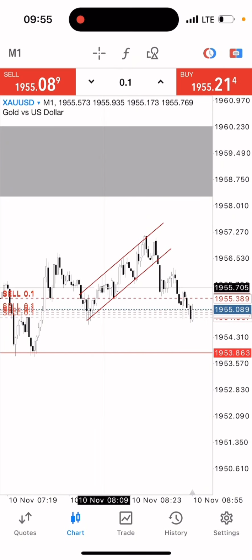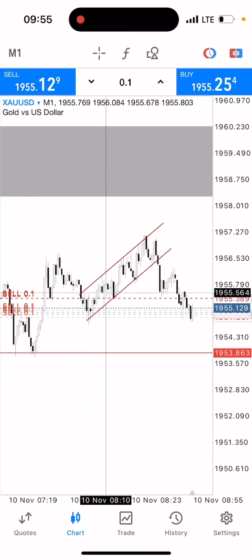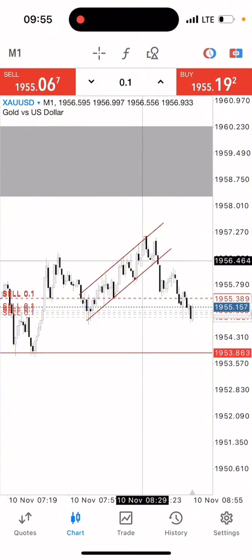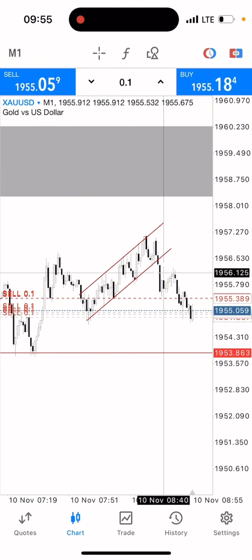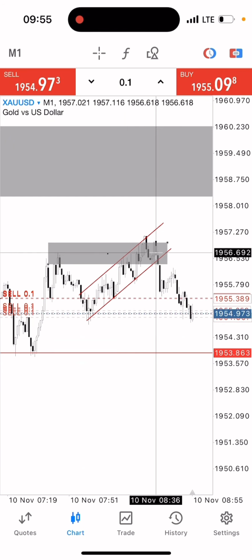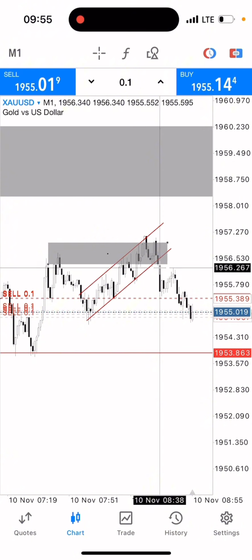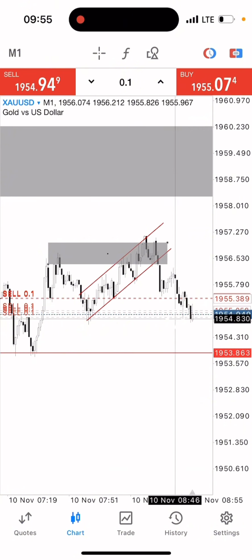So guys, there is a strong rejection here. There is a strong consolidation zone here, and then the market broke out of the level. Also, here is a resistance level on this 1 minute time frame. The market rejected from that immediately, so I waited for it to break out. After the successful breakout, I entered my trade.